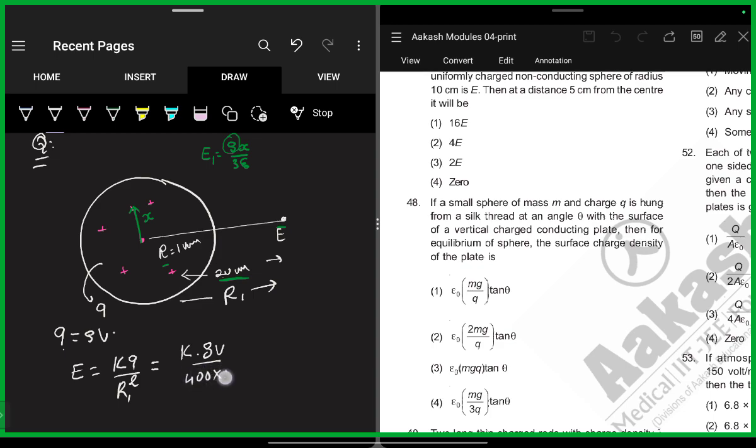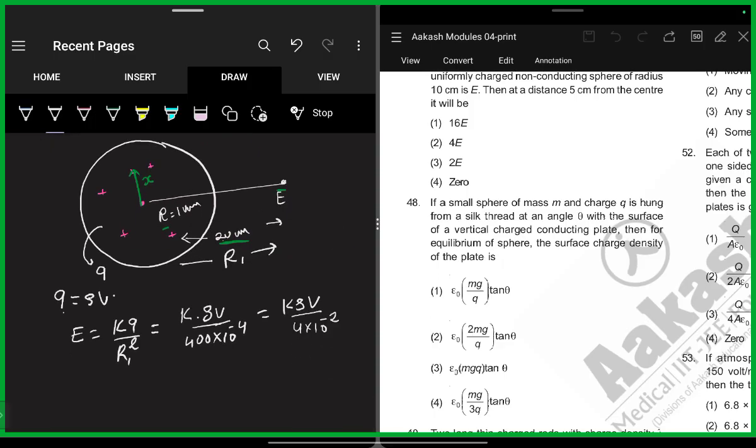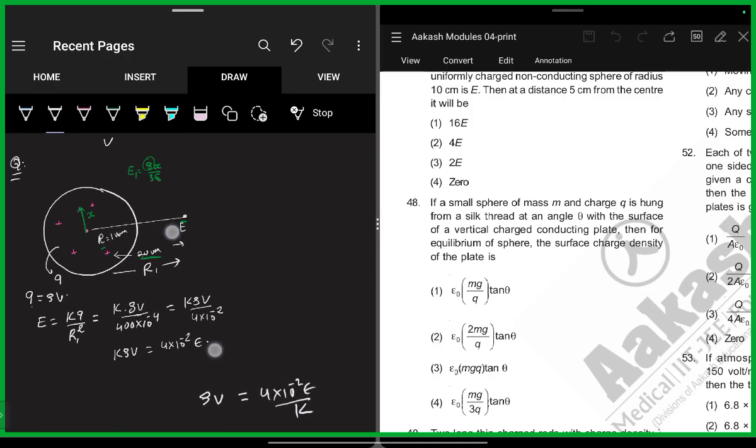Multiplied by centimeter square, that would be 10 raised to minus 4. So it will eventually be k rho v divided by 4 into 10 raised to minus 4. From here, k rho v is 4 into 10 raised to minus 2 into E. So rho v is given by 4 into 10 raised to minus 2 into E divided by k.